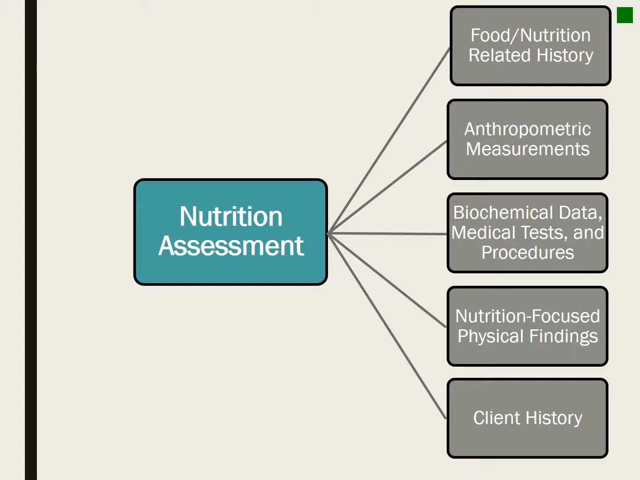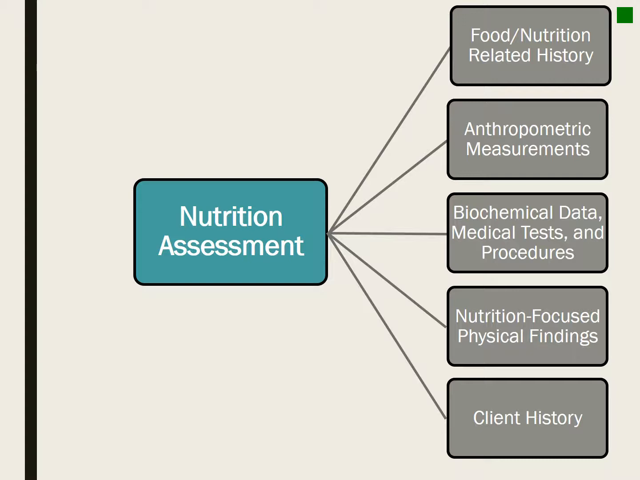Nutrition assessment is the first component of the nutrition care process, and this is a systematic process of gathering adequate information in which to make a professional judgment about the nutritional status of an individual. The data gathered in this type will guide the remaining steps. And encompassing the nutrition assessment, there are 5 components of this assessment.